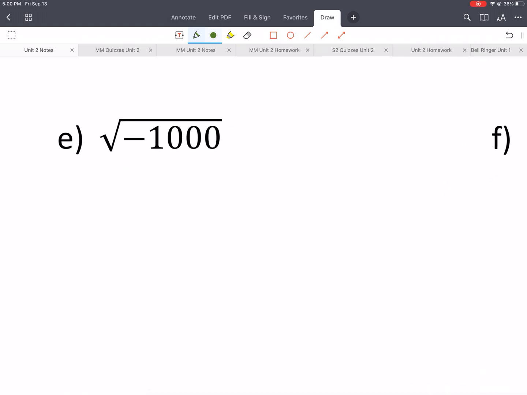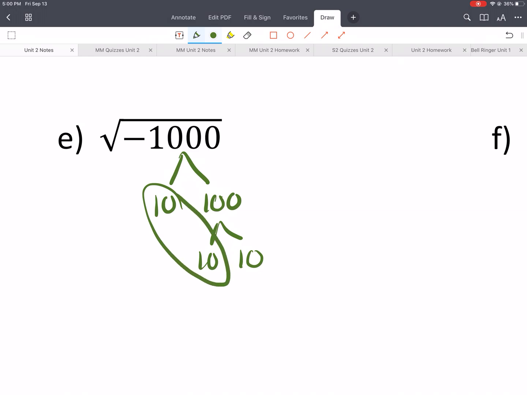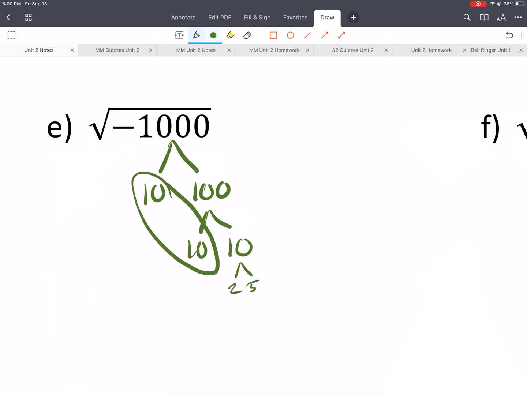Okay, so we will make a factor tree. We could do 10 and 100. We could do 10 and 10. Okay, that would be a group. And if you wanted to, you could bring that further. You could do 2 and 5. All right, so we'd take the 10 out. Since it's a negative, we would bring it out and have it be an imaginary. Then we'd have a square root of whatever we have left, which would be 10.